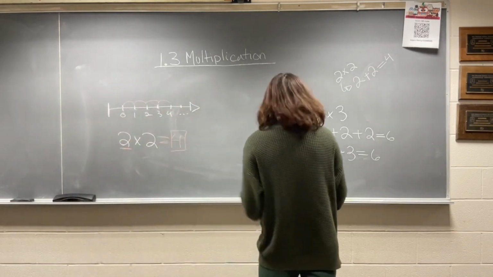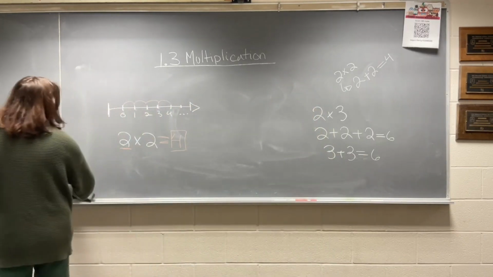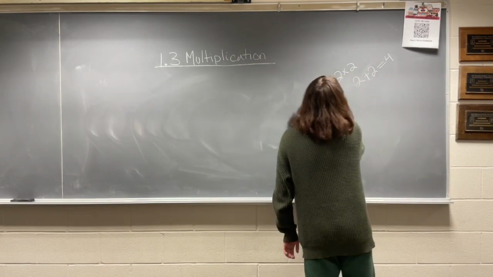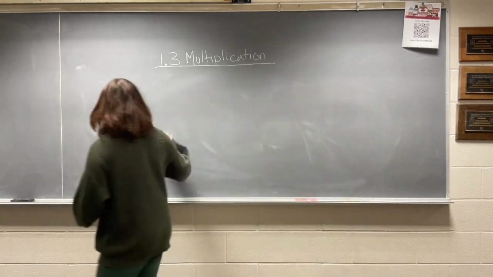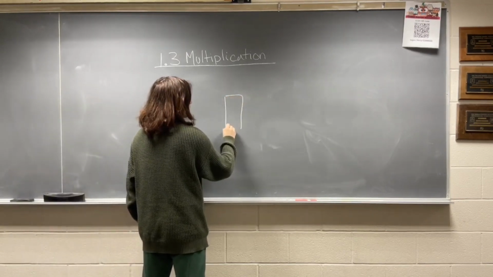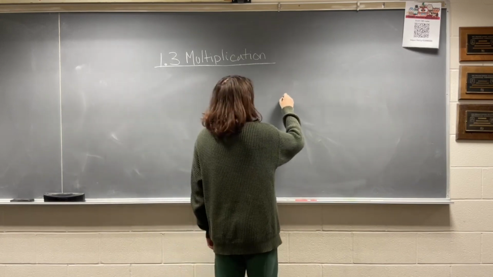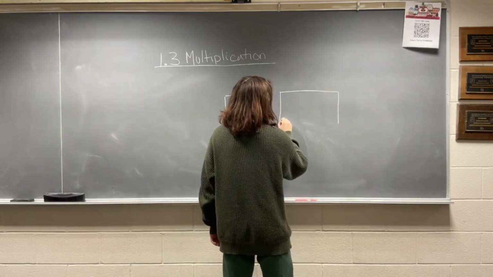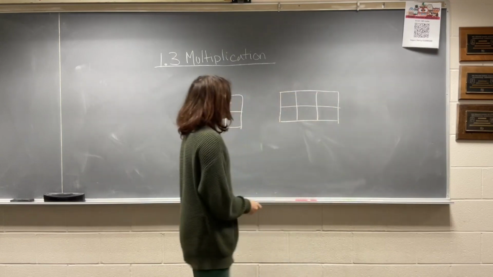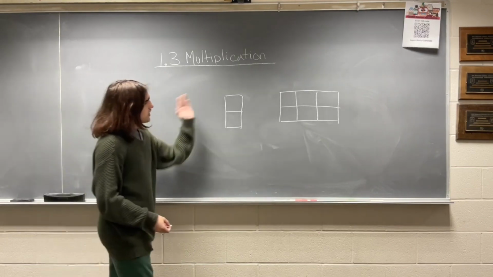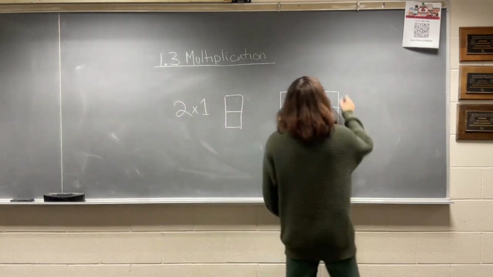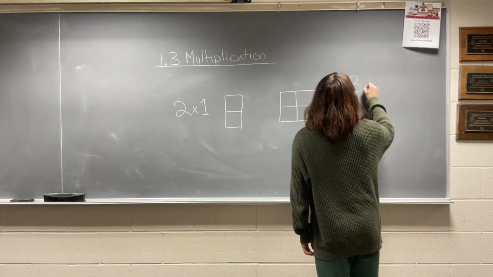So that's a little bit of looking at it on the number line, but let's go ahead and do the same way we did it last time with our blocks. We can have some little geometric blocks. So we want to see how this represents 2 times 1, and we want to see how this represents 3 times 2.